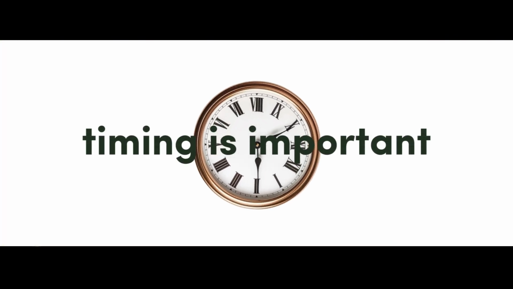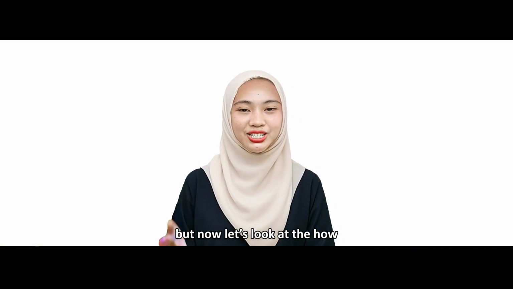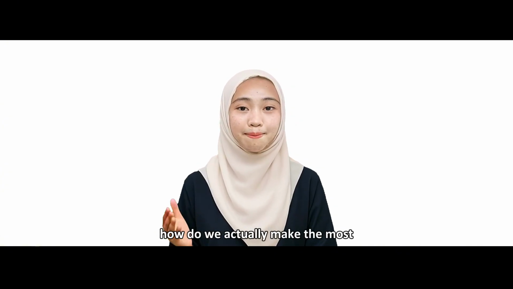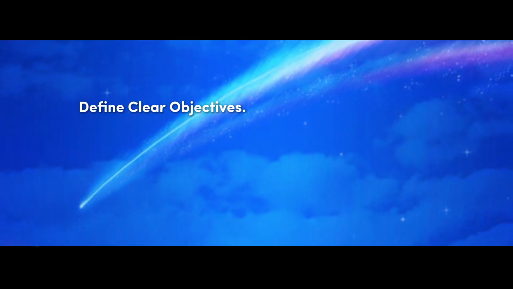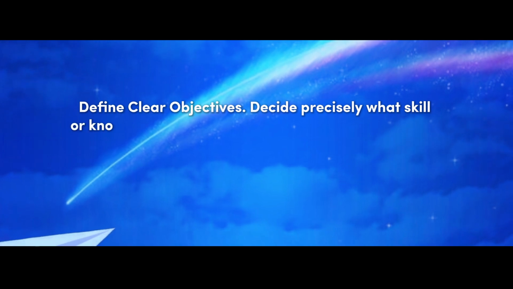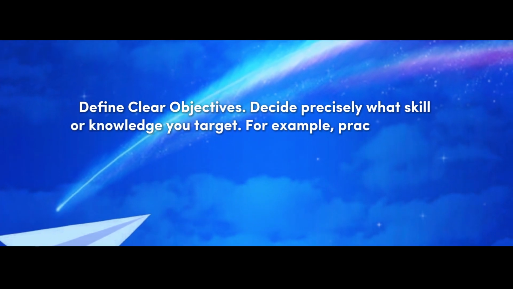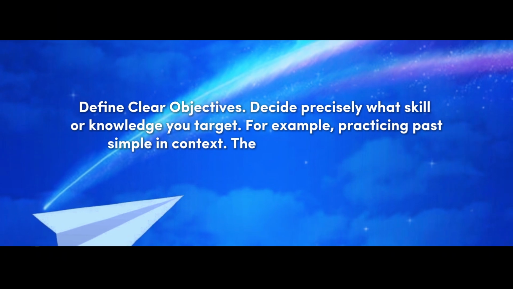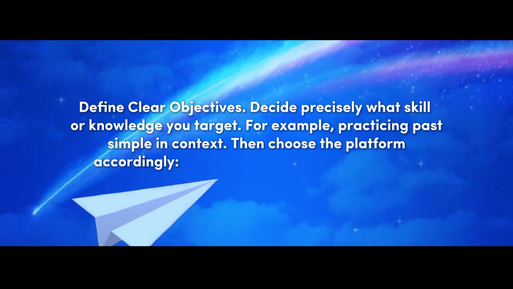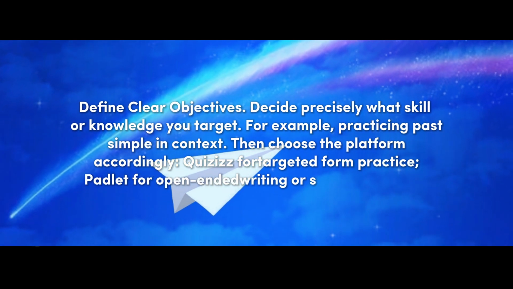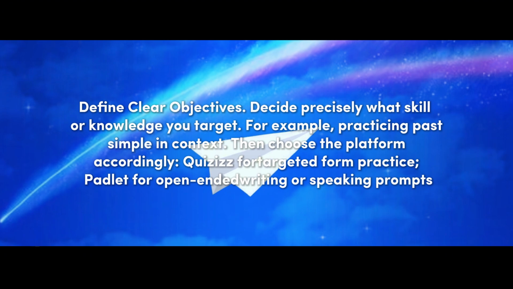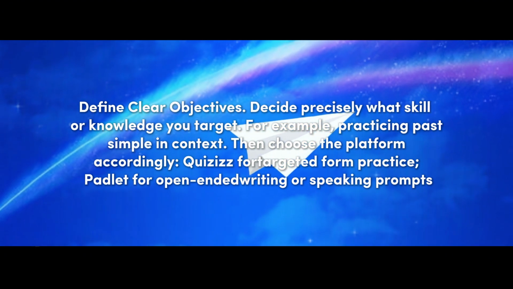Alright, timing is important, but now let's look at the how. How do we actually make the most of these tools in real classrooms? This session is broken into a number of steps. Step 1. Define clear objectives. In this step, you decide precisely what skill or knowledge you target. For example, practicing the past simple in context, and then you can choose the platform accordingly, like quizzes for targeted form practice, and then Padlet for open-ended writing or speaking prompts.